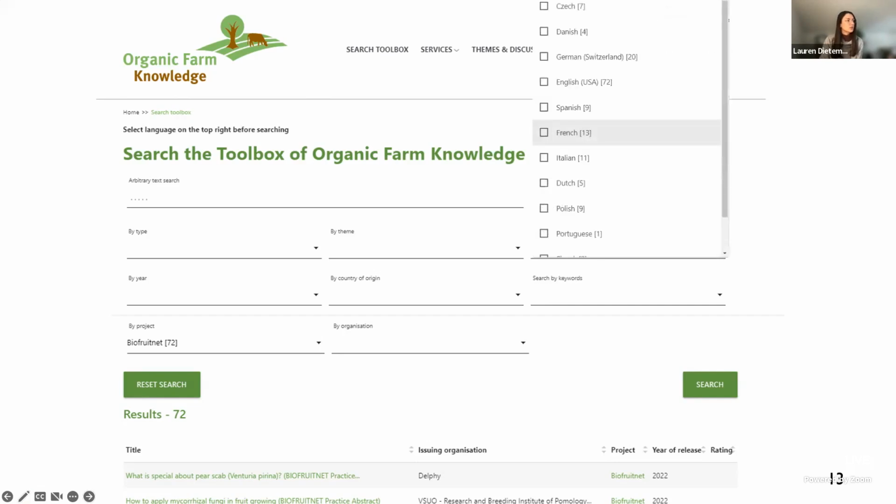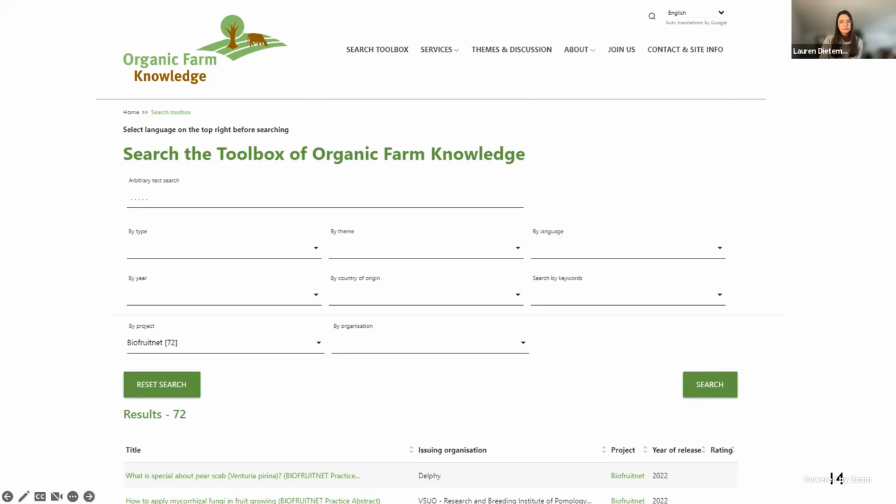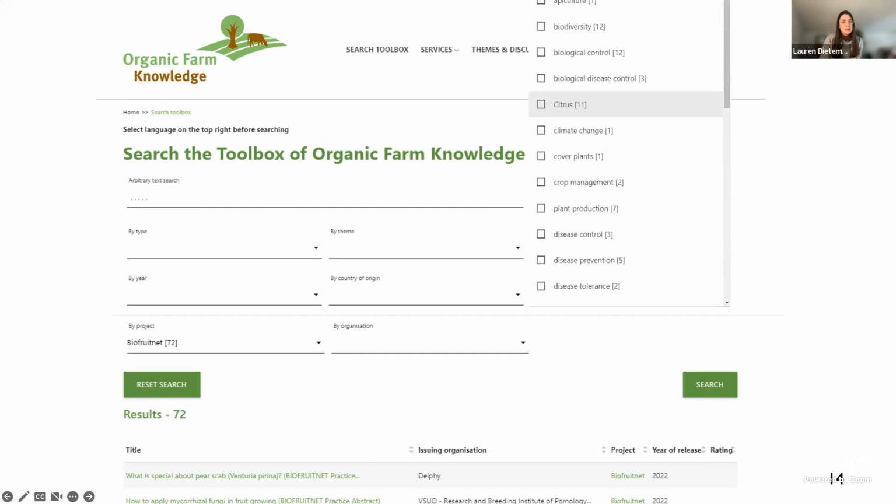So if we click into language, search by language, we can click on French, and we see that there's a total of 13 BIOFRUITNET tools available in the French language. Or maybe you're looking for tools specific to citrus. Then we can search by keyword, for example, and click into citrus. And we see that there's 11 tools available.